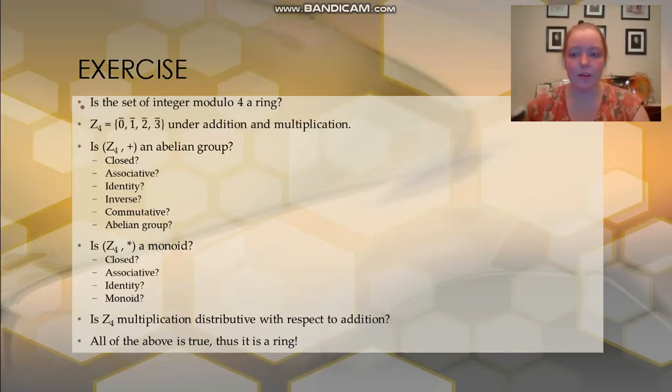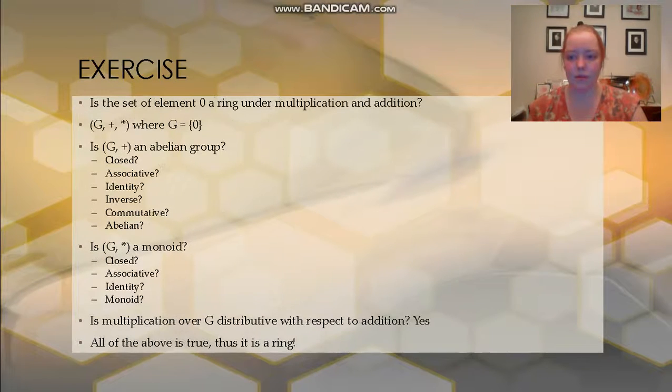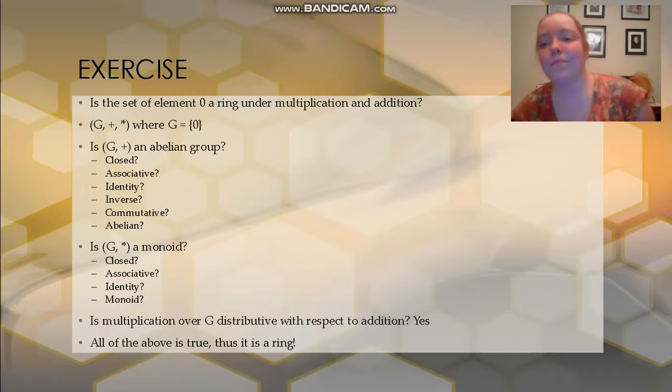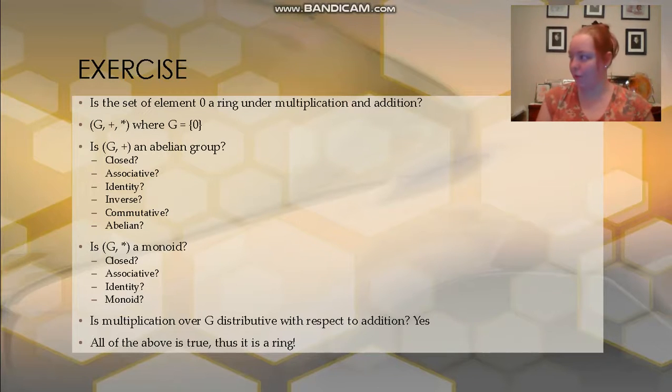Okay. So now we have another exercise. It's going to be a simpler one. So it's just going to be the set of element 0 under multiplication and addition. So this is going to be the notation for it here. And again, G is just the set of 0.